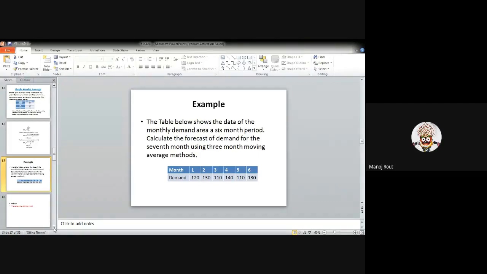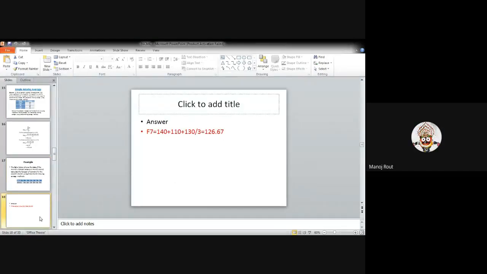Try to understand, here the question already gave the 3-month moving average method. That means you have to choose the previous 3 months, that is 140 plus 110 plus 130, divided by how many numbers? 3. Yes, that is 3. 126.26. Check your answer.